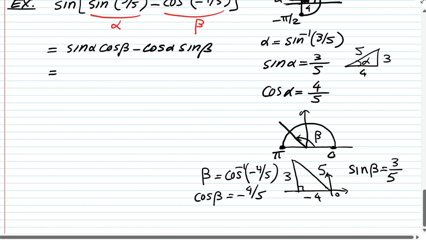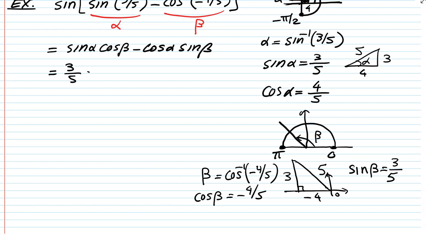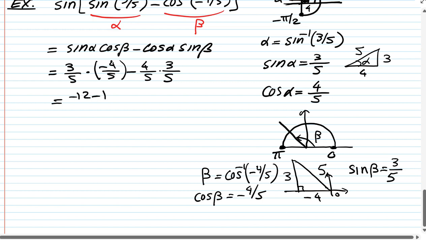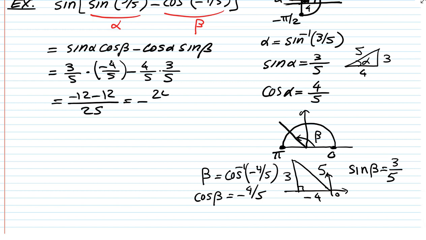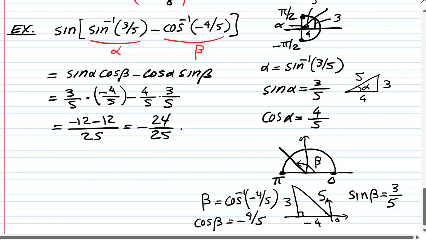Sine alpha is 3/5. Cosine beta is negative 4/5. Minus cosine of alpha, which is 4/5, times sine beta, which is 3/5. And this is going to give me negative 12 over 25, minus 12 over 25. So the answer is negative 24/25. And there you have this one.